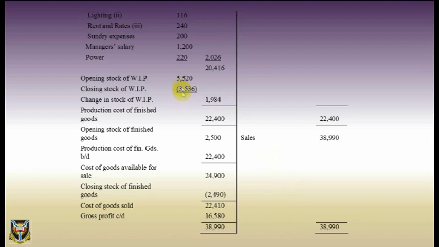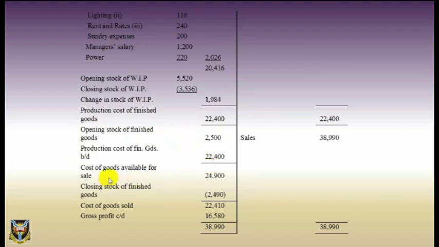Opening stock of WIP 5,520. Closing stock of WIP 3,536. Change in stock of WIP 1,984. Production cost of finished goods 22,400. Opening stock of finished goods 2,500. Production cost of finished goods B/D 22,400.